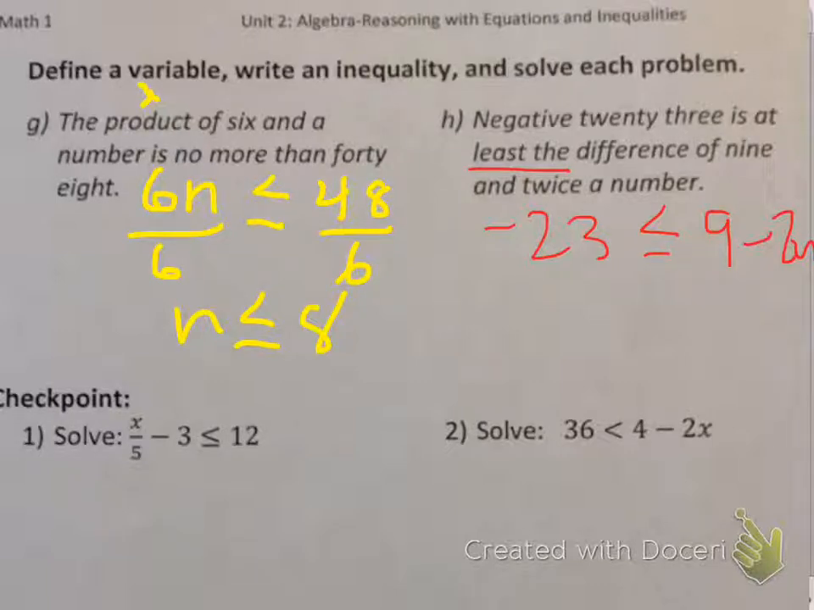So some people get confused on this part because you're like, well, you just wrote a less than symbol for that. But I needed this part over here to be bigger than negative 23. So I needed the alligator mouth to open to the side that needed to be bigger. So even though it looks like I wrote a less than sign there, when I needed that 9 minus 2n to be bigger than negative 23, I needed it to open up to negative 23.